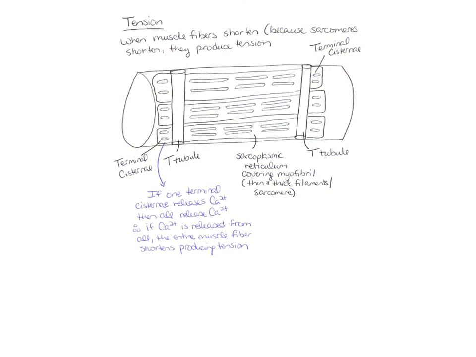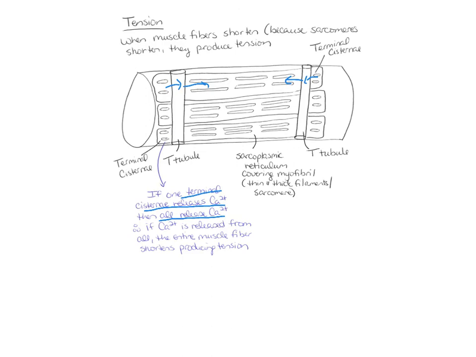When we were talking about the release of calcium from the terminal cisternae, and then that calcium gets released into the sarcoplasmic reticulum, which then floods over the thin molecules, it's important to note that if one terminal cisternae releases calcium, then all the terminal cisternae release calcium. So the entire muscle fiber will shorten because all of the sarcomeres are going to shorten in that one muscle fiber. So it's an all or none type thing. Either all of the sarcomeres shorten or none of them are going to shorten.